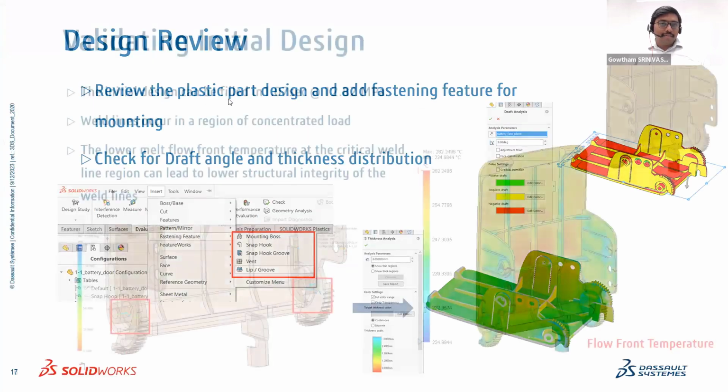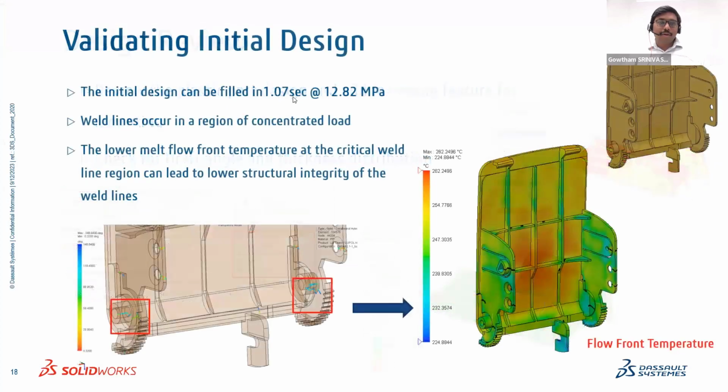We can see it takes around 1.07 seconds with the 12.82 injection pressure, and the weld lines occur over the critical load acting zones. We could also observe these weld lines are far from our injection location. So this is a serious concern. It will affect the structural integrity. Okay, let us do the second design change.